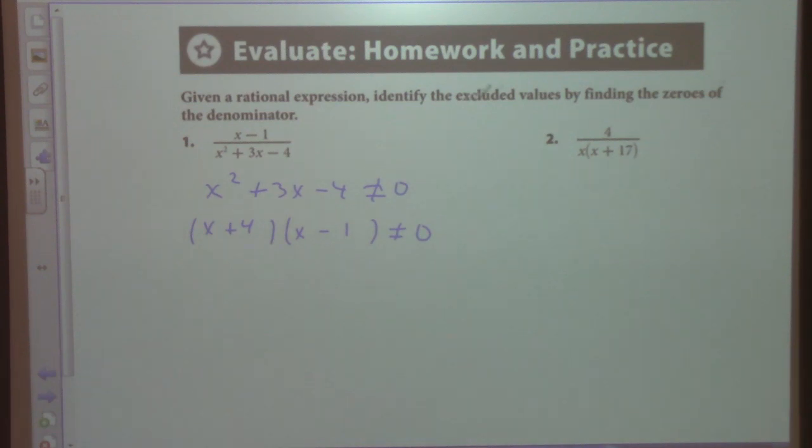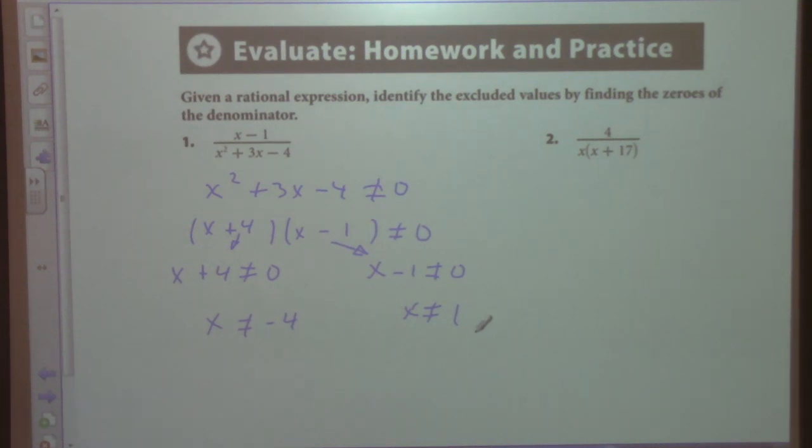Look at the instructions. We're going to find the zeros of the denominator. So x plus 4 cannot equal 0, nor can x minus 1 equal 0. So what you're doing is taking these factors and setting one factor to not equal 0 and the other one to not equal 0. So x cannot equal negative 4, nor can x equal 1.